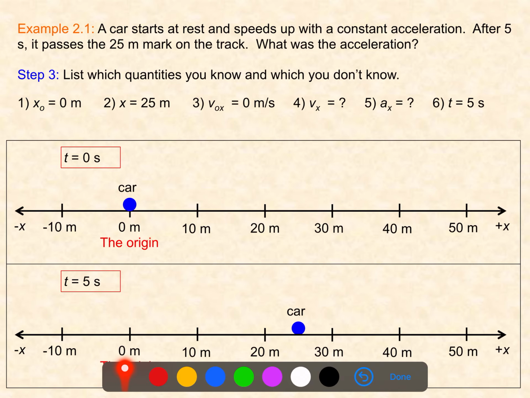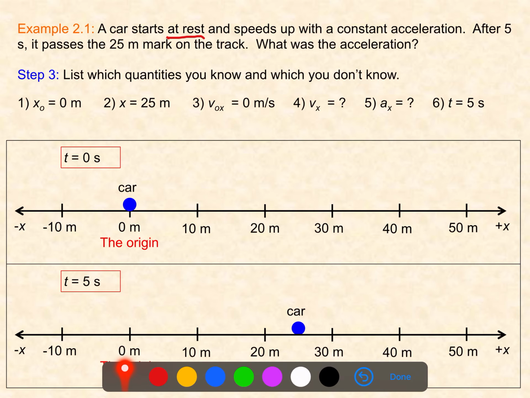Okay, I know the initial position is x equal to 0. In fact, I cooked it up that way so that it would start at the origin. I also know that the final position is 25 meters because it's gone 25 meters in that amount of time. I also know that it started at rest. By the way, this is a very common phrase in physics problems, "at rest." That is for you to infer that it means velocity equal to 0.